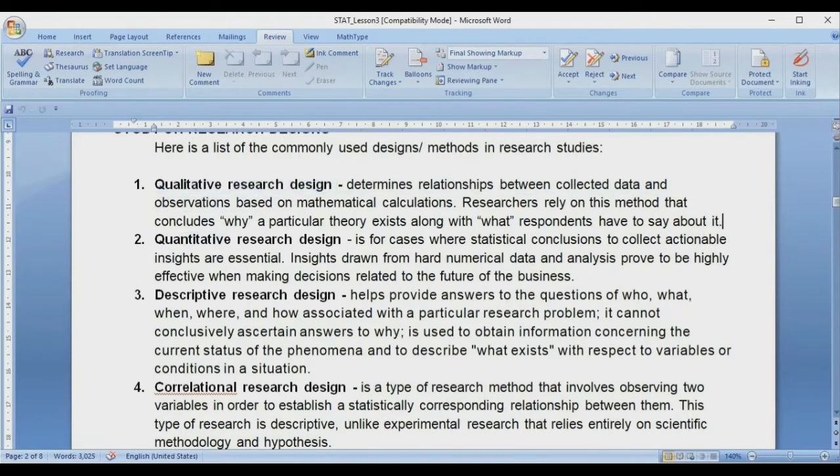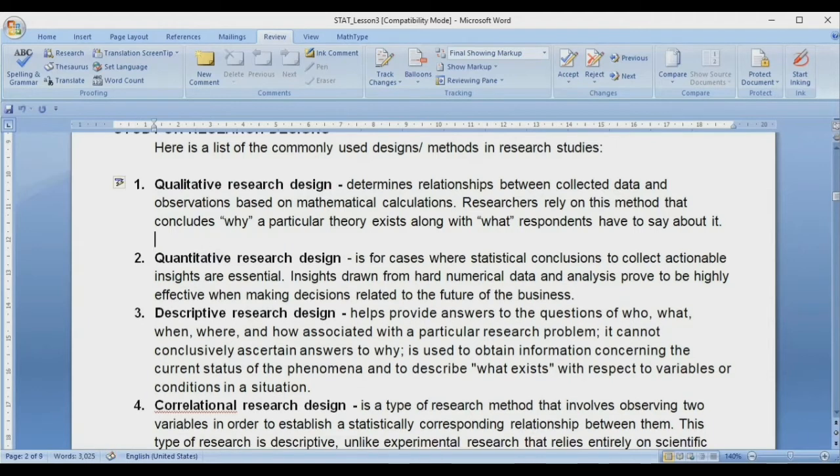Let me show a qualitative research design. Example, the title of my research is Perception of Closet Gaze in a University. So this is the title of my research.